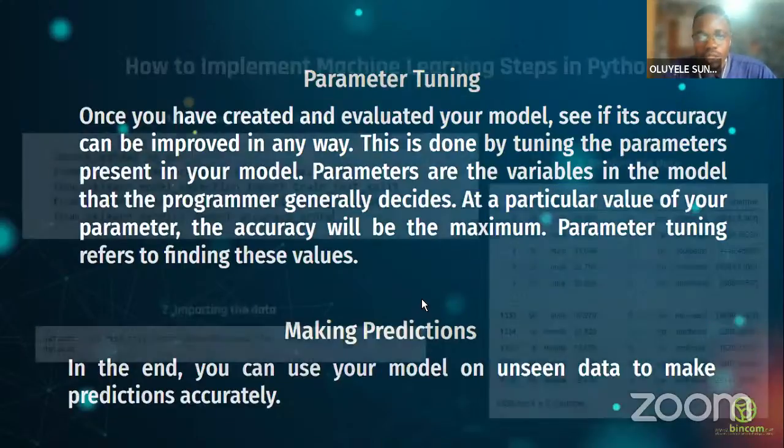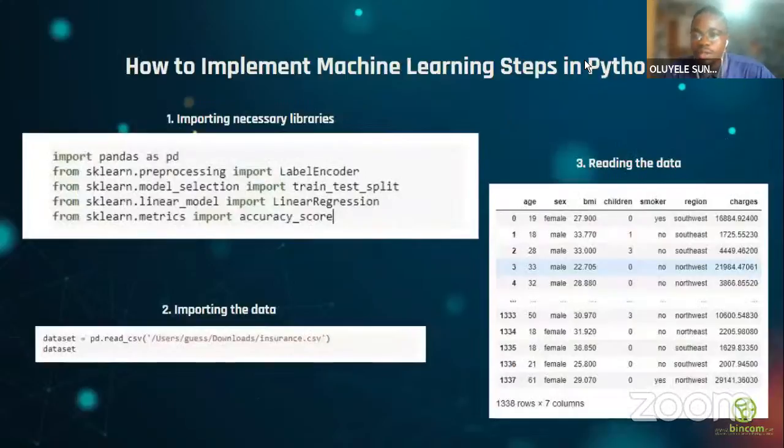So let's look at how to implement these steps using Python. The first step there is actually importing the necessary libraries. We need to import pandas for manipulation of the data. We need to import some libraries like label encoder for pre-processing, the train test split, the linear regression model that we'll be using, and a metric that will be used for evaluation.